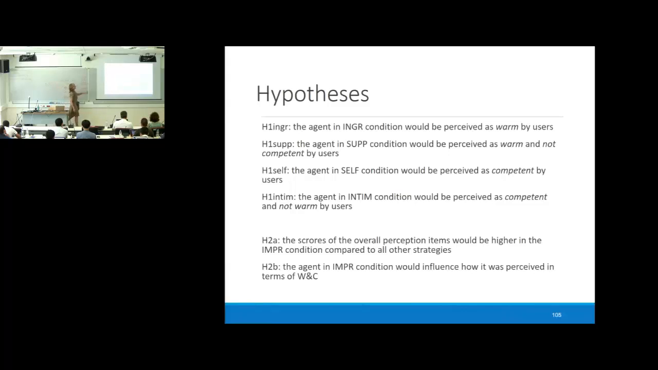The hypothesis was that in the ingratiation strategy condition, the agent would be perceived as warm by the users. In the supplication condition, it would be perceived as warm and not competent, and things like that. And in the impression condition, the overall perception would be higher compared to the other conditions, because that's where we have the adaptive models. And also another similar hypothesis, that the agent in the impression condition would influence how it was perceived in terms of warmth and competence.